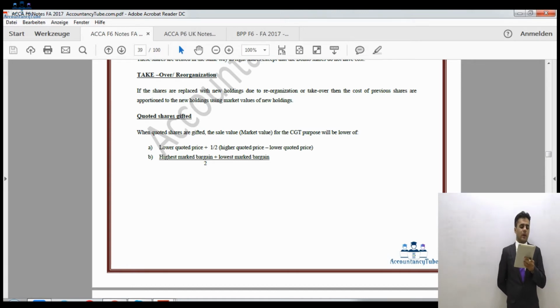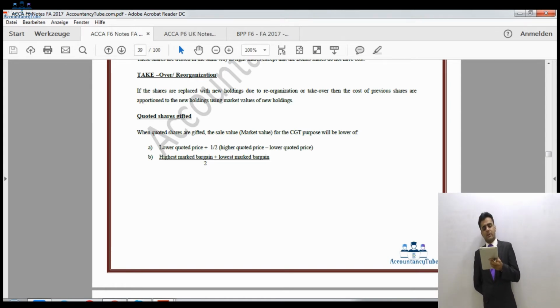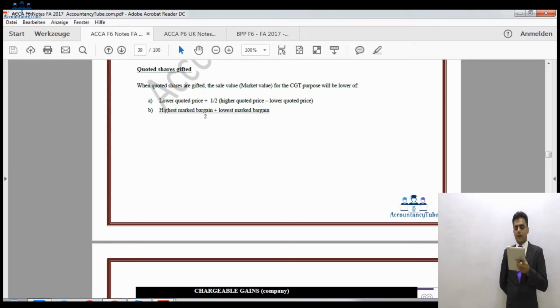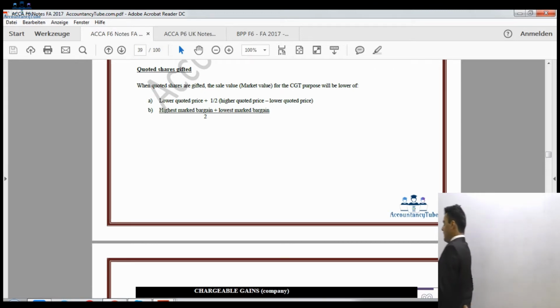And the next one is the highest market bargain, and the next one is the average of the highest and the lowest market bargain. So we will take whichever is lower of these two. Right? Now on the next page, it is the chargeable gain for companies.